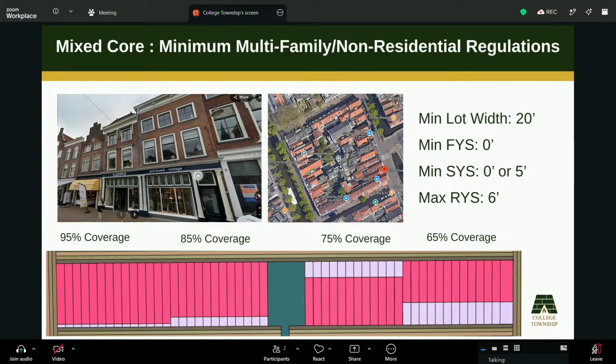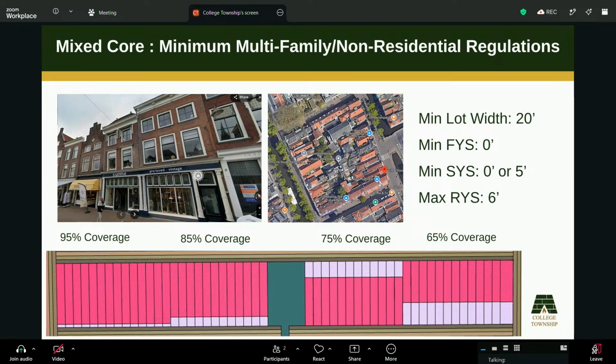For this one, staff had recommended 95%. That was based off of the consultant's recommendation. And PC has recommended 90%. And again, just a reminder that we're talking about lot net coverage, buildable area within net lot coverage. So that is the minimum for the mixed multifamily non-residential.